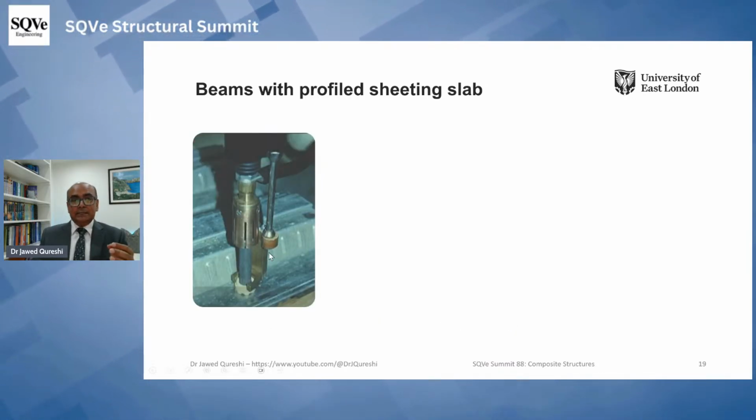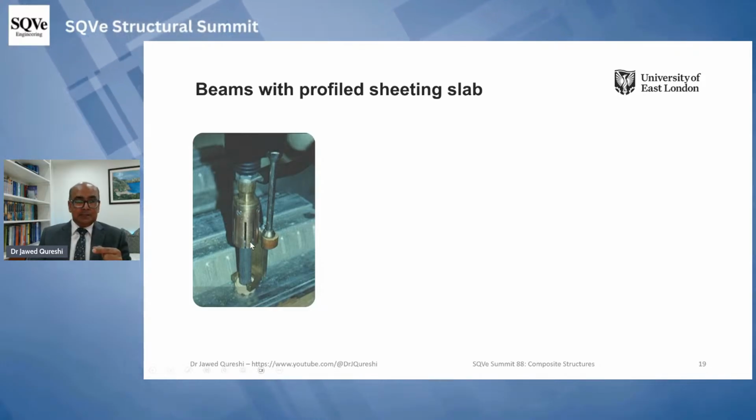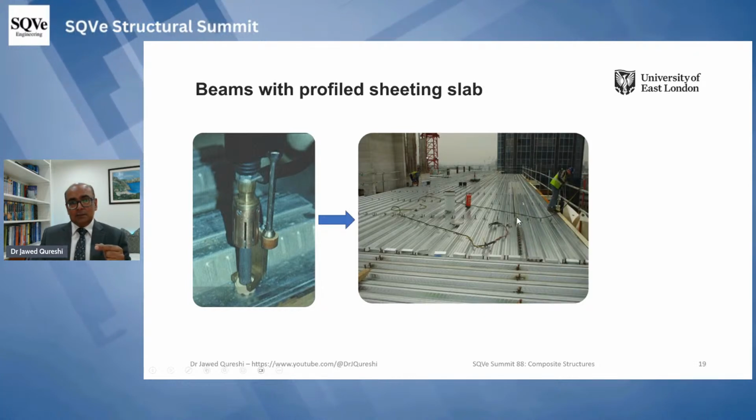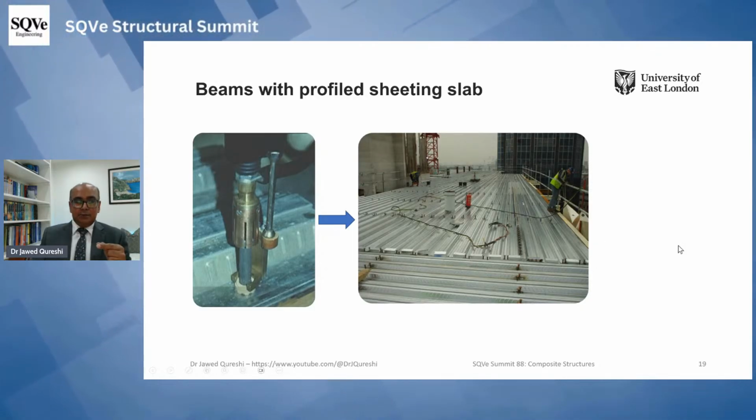Secondly, we weld these shear studs through the sheeting to the top flange of a steel beam. So here you can see this is a round shear stud, or shear connector. This is a weld collar, and we weld these shear studs through the sheeting to the top of the beam, and then you can see we get this configuration.